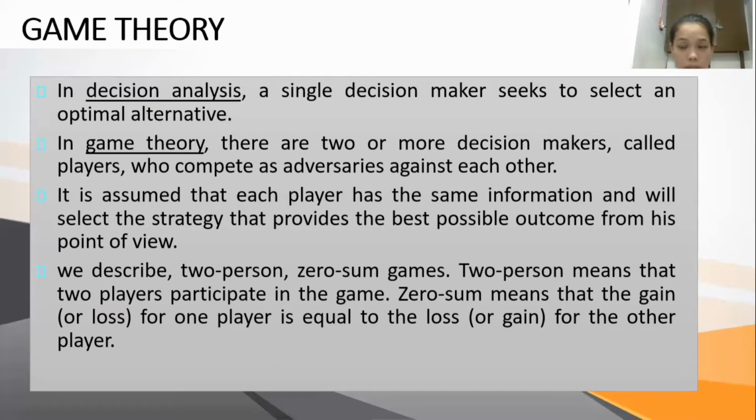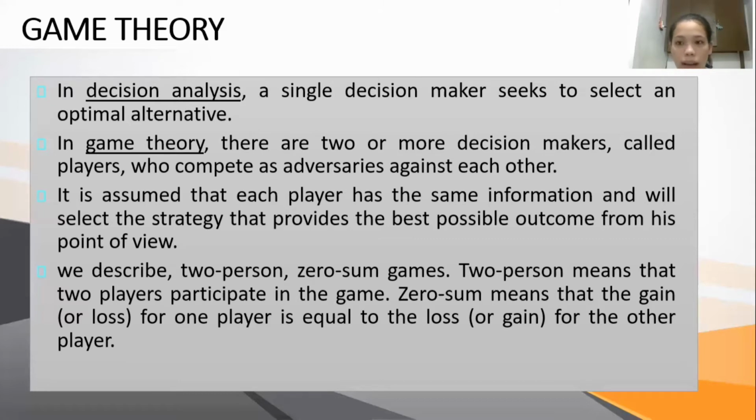So this theory is described as a two-person zero-sum game. Two-person means that there are two players who are involved in the game. Zero-sum means that the gain of one player will be the equal loss to the other player. So what one player wins will be what the other player loses.